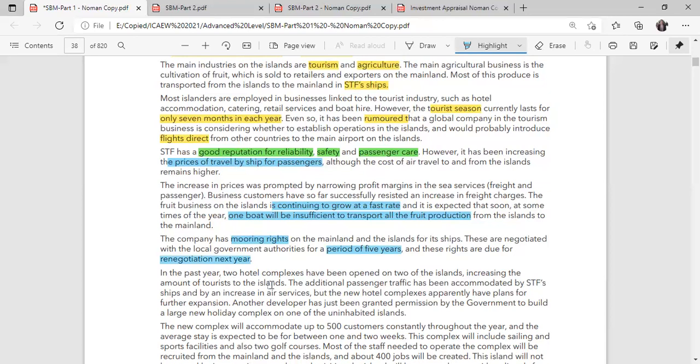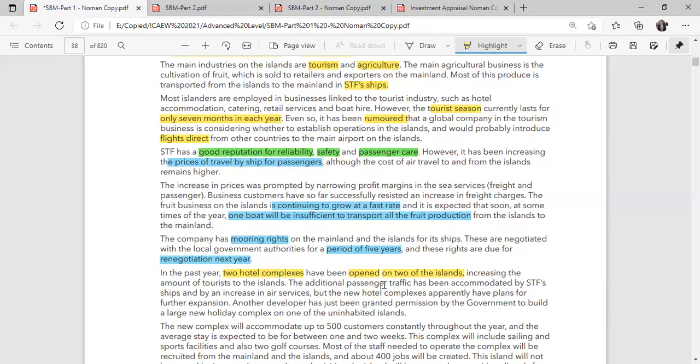In the past year, 2 hotel complexes have been opened on two of the islands. So that is another opportunity for you. Why is it a good thing for you? Because if someone is investing and there are some hotels, it means someone has to stay in that particular hotel. If someone has to stay, then definitely people will be visiting that particular place. And obviously people will be traveling either through sea or through air.